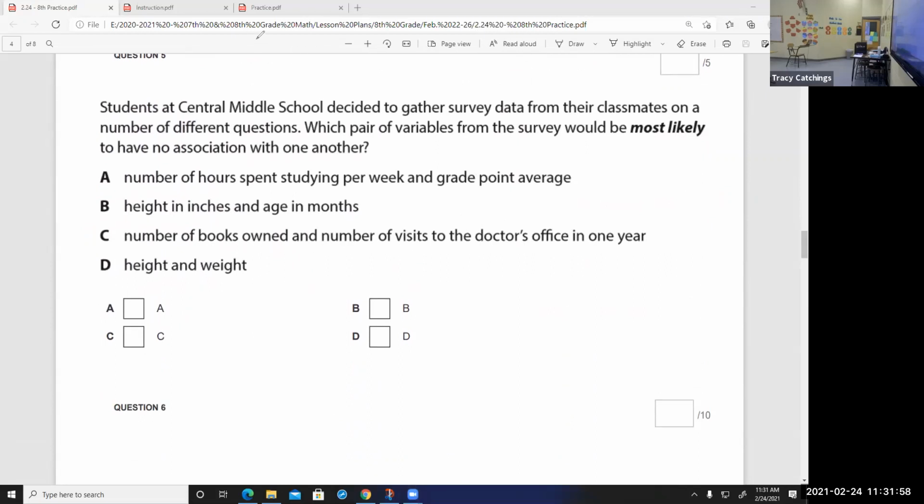All right, looking at number 5. Students at Central Middle School decided to gather survey data from their classmates on a number of different questions. Which pair of variables from the survey will most likely have no association, meaning it's not related? So think about them and think what could possibly have no relation.